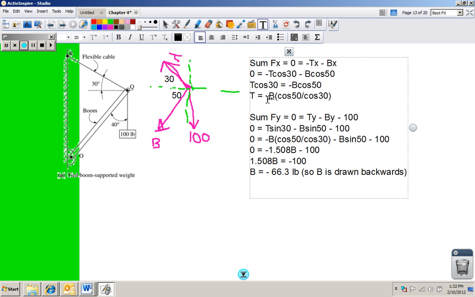Now we plug that back in up here and get T equals negative 66.3 times cosine 50 divided by cosine 30. So T is equal to 49.2 pounds.